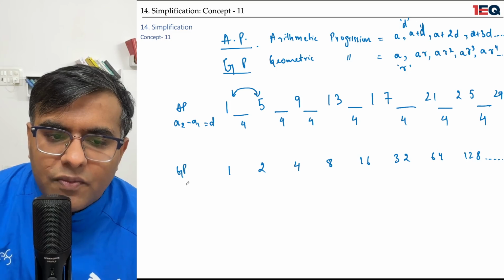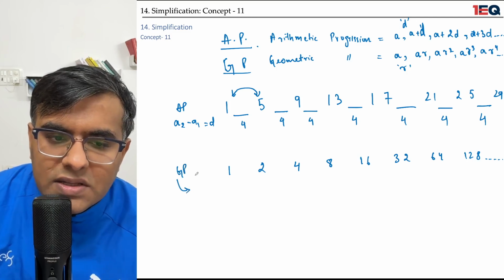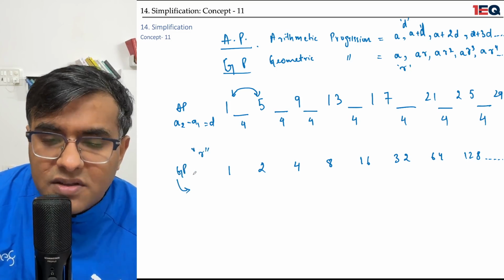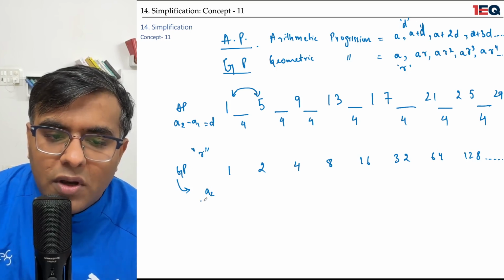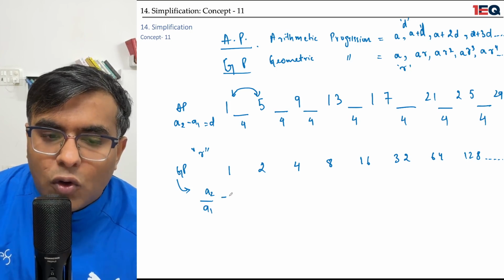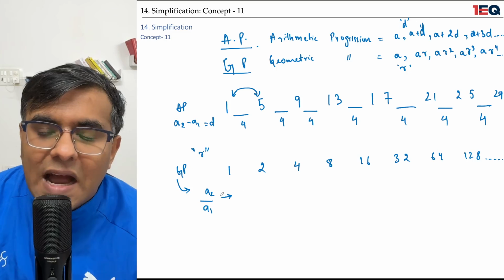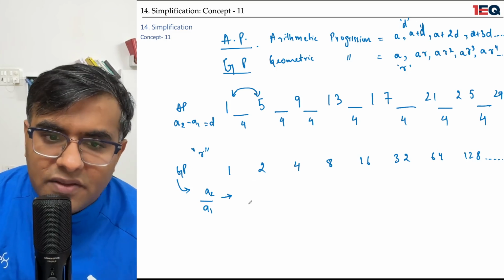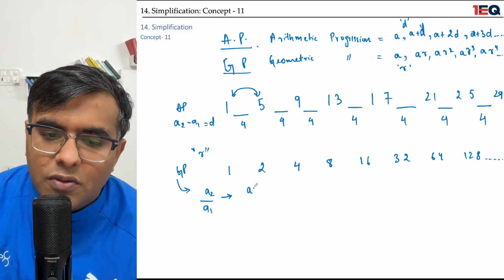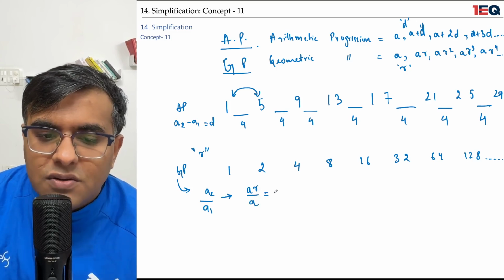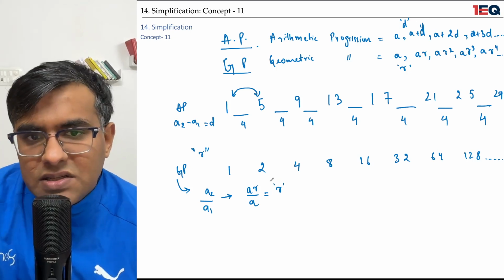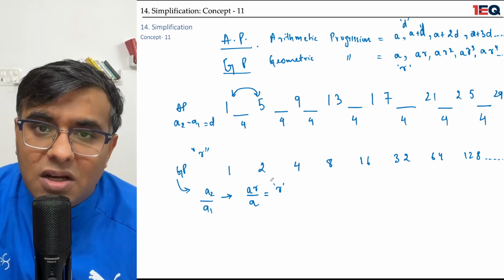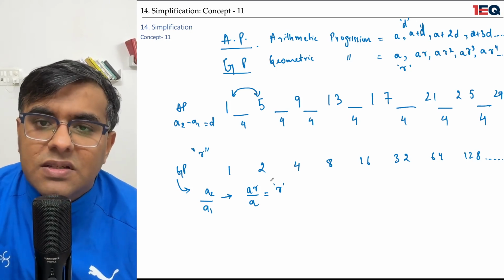Similarly, in a GP, if you wish to see what is the r, the common ratio between two terms, that can be done with the help of A2 upon A1. The second term can be divided by the first term, which would give me ar upon a, which is equal to r. In geometric progressions, the progression takes place in terms of multiples.